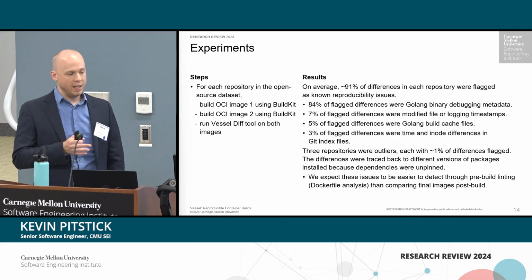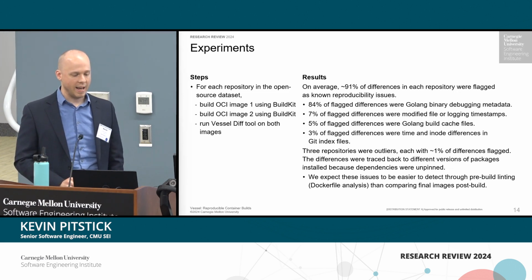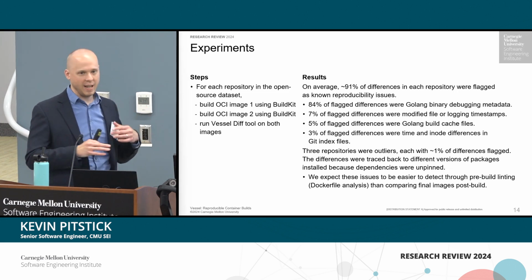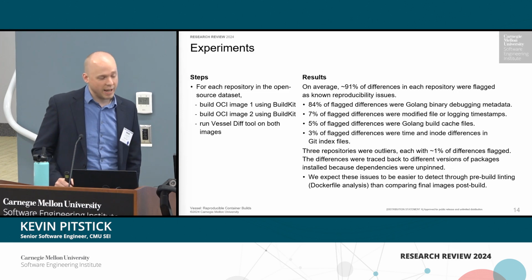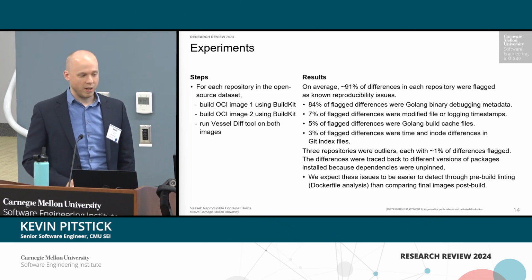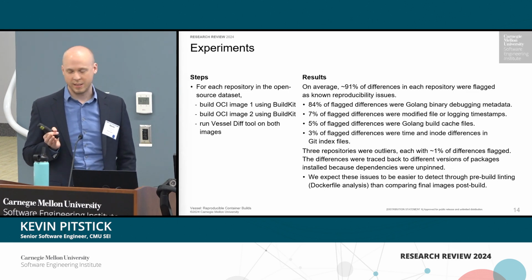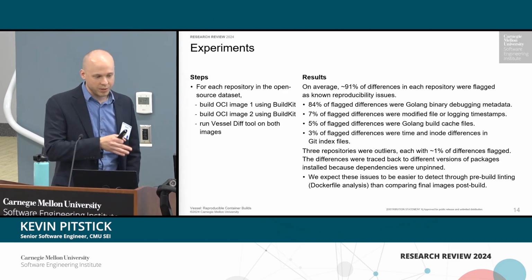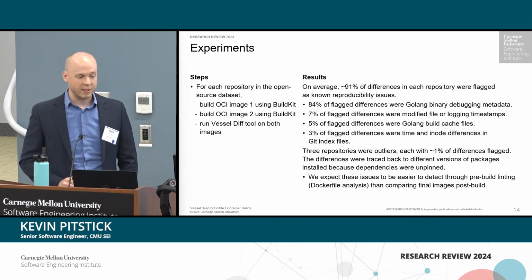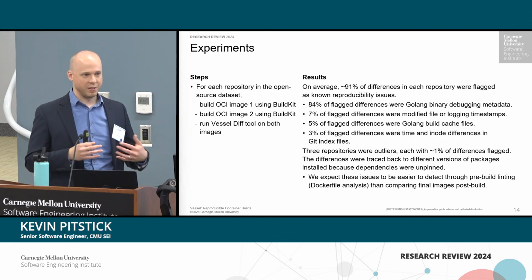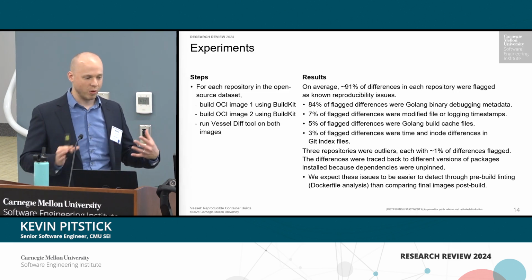And we did see that many of the repositories were up at 98, 99% of the things we were able to flag. There were a few where we looked at it and we said, we were only able to detect and flag 1% of the differences in the files. And we looked more closely into it, we found that they were actually installing different versions of packages. And so that led to many of the files within them being different.